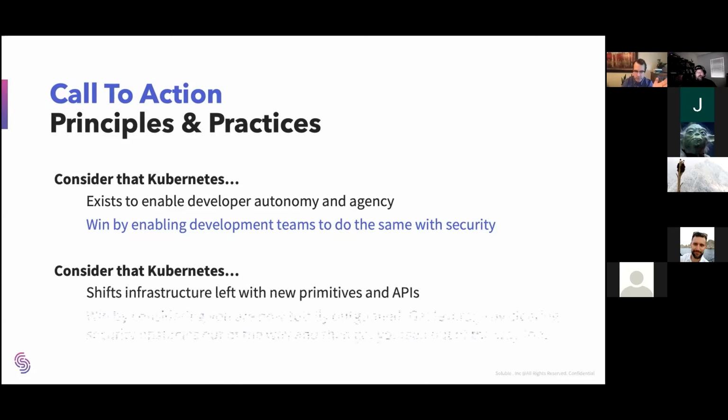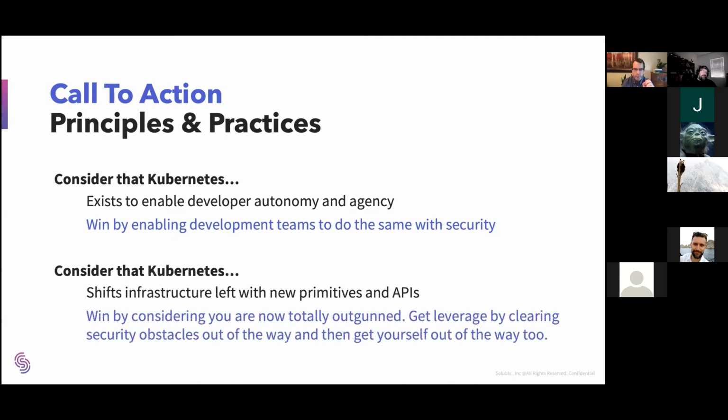Consider that Kubernetes shifts infrastructure left with new primitives and APIs. So you win by considering you are now totally outgunned. You were outgunned before. You are outgunned in terms of both the volumetric rate of change in software, and because you have a whole new set of primitives that probably a lot of your teams and your tooling don't understand, right? You get leverage, though. You're going to get leverage by clearing security obstacles out of the way and then getting yourself out of the way, too. What do I mean? Again, going back to that analogy of the pit crew, become part of that pit crew right alongside DevOps, right alongside SRE. Be a part of developers, helping developers.